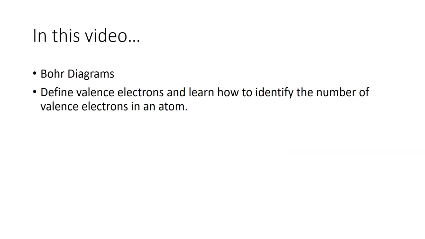But in this video, we're going to talk about Bohr diagrams. We're going to talk about what valence electrons are, so we will define that term, valence electron. And we'll learn how to identify the number of valence electrons in an atom. We will also then learn how to use the idea of Bohr diagrams and valence electrons to do what are called Lewis dot diagrams.